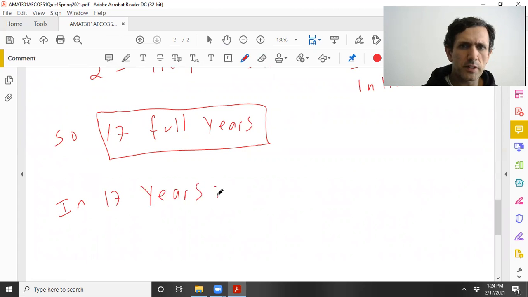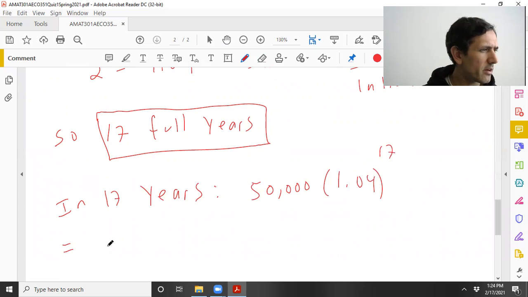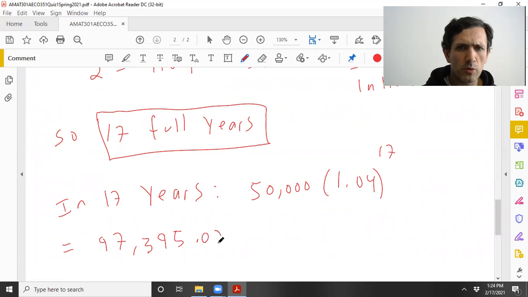So the fund in 17 years will have 50,000 times 1.04 to the 17, which is, not going to try and squeeze it there, 97,395.02478.